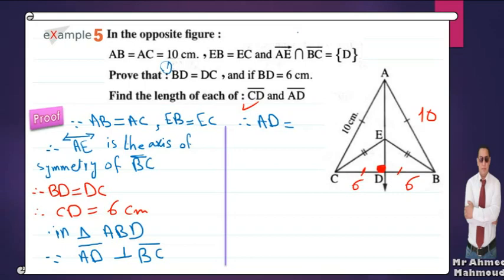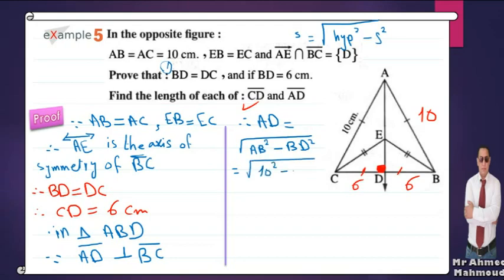All of us know that the side equals the square root of the hypotenuse power of 2 minus the side power of 2. Then AD equals the square root of AB, the hypotenuse power of 2, minus BD, the side power of 2, which is equal to 10 power of 2 minus 6 power of 2, which equals 8 centimeters. Then AD equals 8 centimeters, and this is the third required.